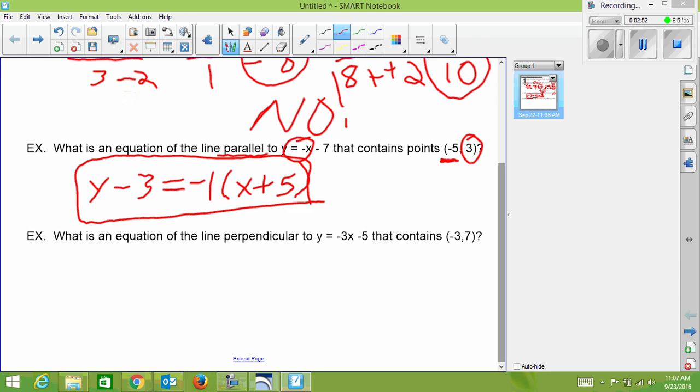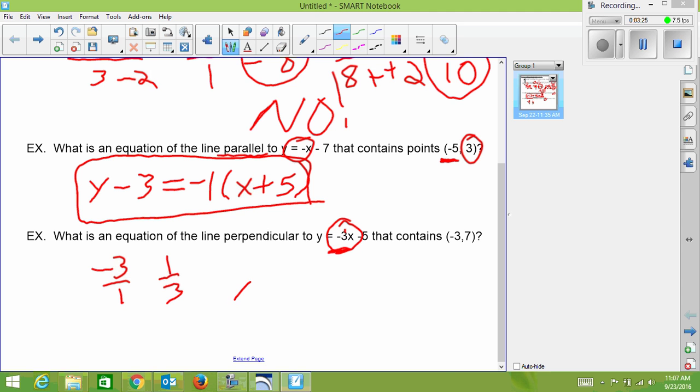One more for you. What is an equation of the line that is perpendicular to y equals -3x minus 5 that contains point (-3, 7)? Again, I'm going to use point slope form because they give me one point and I should be able to figure out the slope from this slope. So what I had just went over a little bit ago was that perpendicular slopes are opposite reciprocals, and so if this slope is -3, or -3/1 right here, then the opposite reciprocal would be 1/3, and it'd be positive.